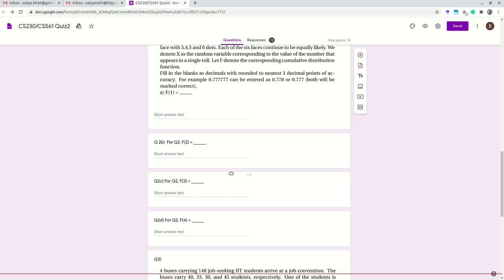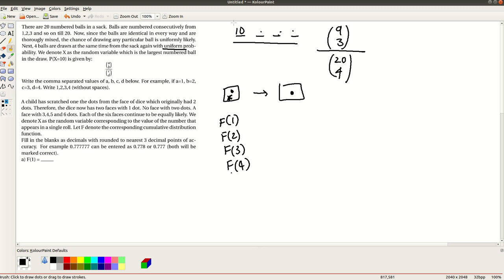Now f of 1 is the probability that you had original 1 plus old 2, which is now also 1. So these are the two things. Each side has 1/6 probability of coming, so this will be 2/6, which is 1/3 or 0.33333. You have to truncate it to 0.33.